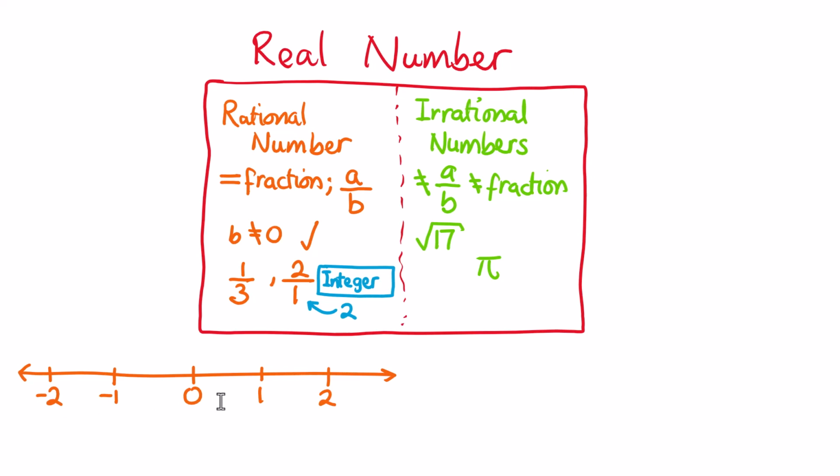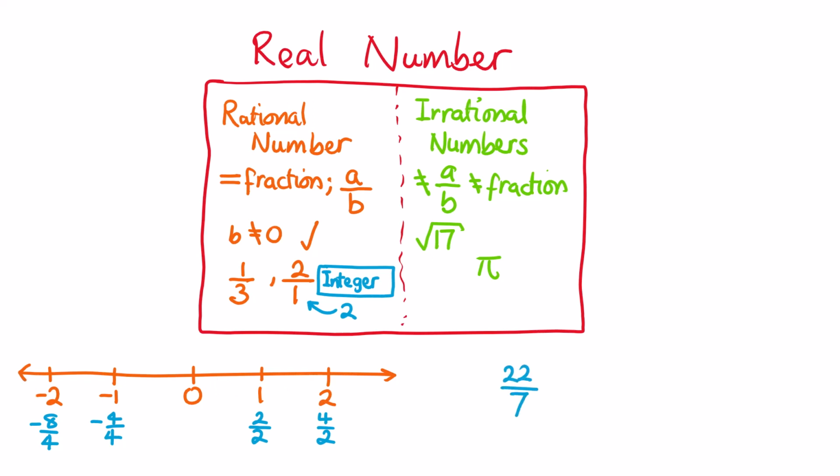You can write your 2 as 4 over 2, and you can write your 1 as 2 over 2, and you can write your negative 1 as, let's say, negative 4 over 4, and your negative 2 as the same thing as negative 8 over 4. These are fractions, which are, yes, rational numbers, which proves that the integers are also rational numbers.